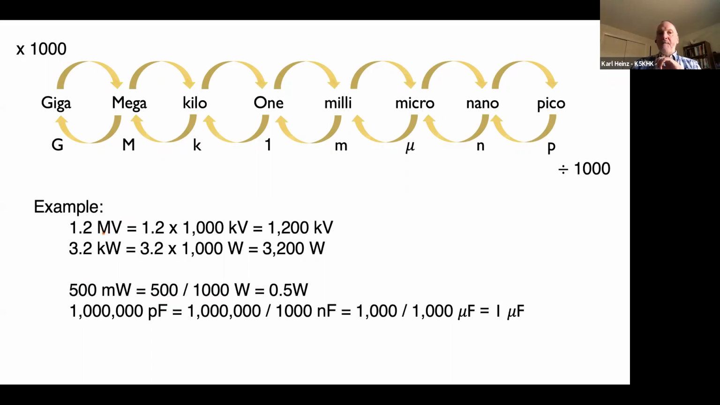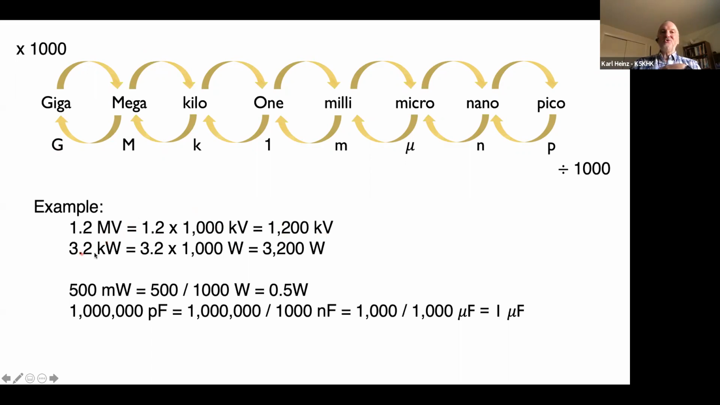Here we have megavolts. What a volt is, we'll learn about next week. The important thing is that it's a mega. So this is 1.2 megavolts, which is the same as 1.2 times 1,000 kilovolts, because when we go from a mega to a kilo, we multiply by 1,000. So here is that multiplication with 1,000, and we end up with 1,200 kilovolts.